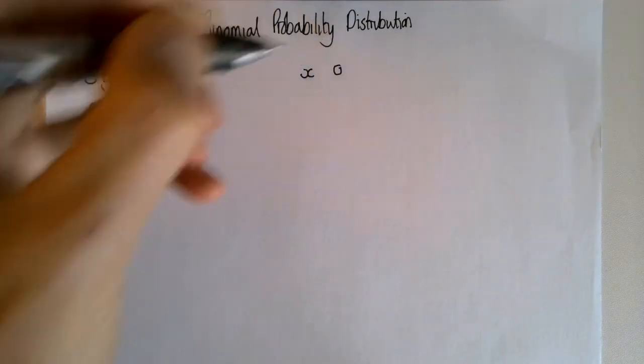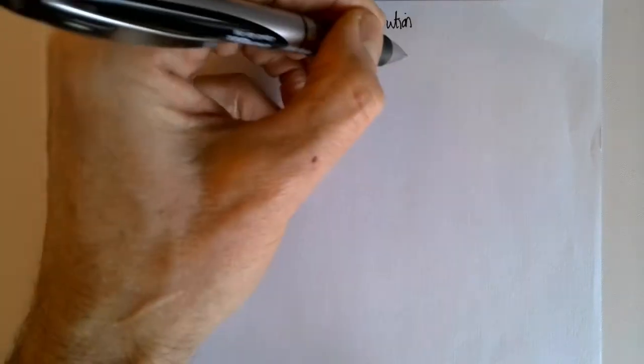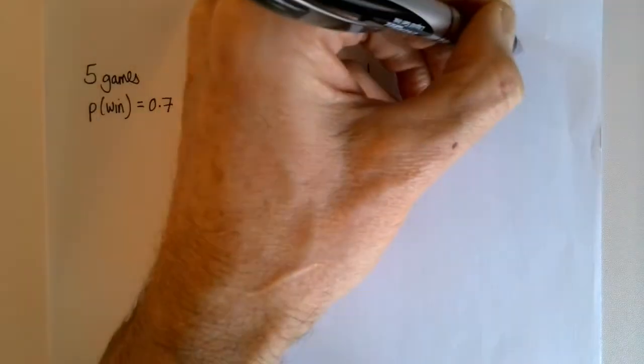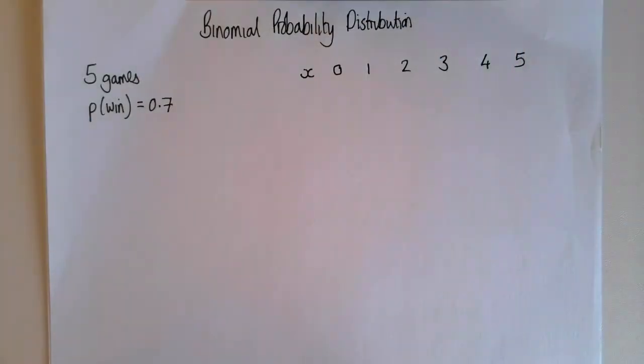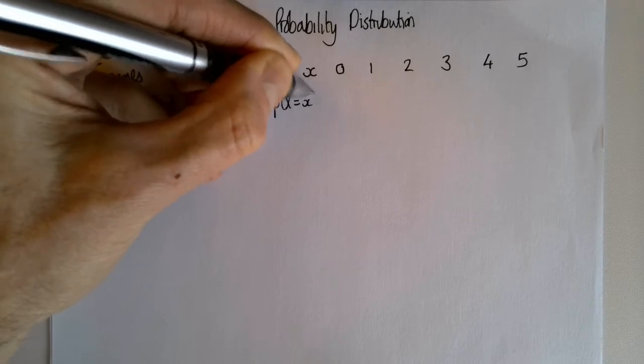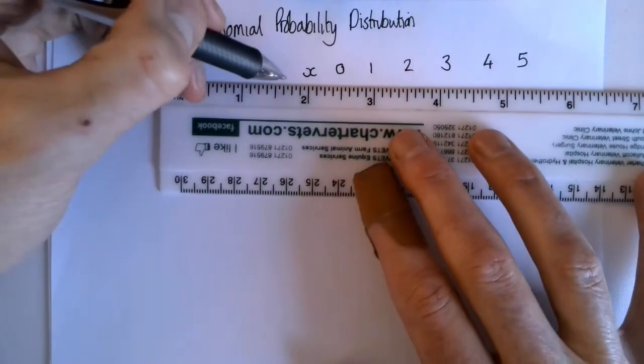I might not win any of them. I might win 1 of them. I might win 2 of them, 3 of them, 4 of them, or of course, all 5 of them. And I want to work out the probability of each of those values. So we've got here a probability distribution. It's created by this scenario here: 5 games, and the probability I win is 0.7.